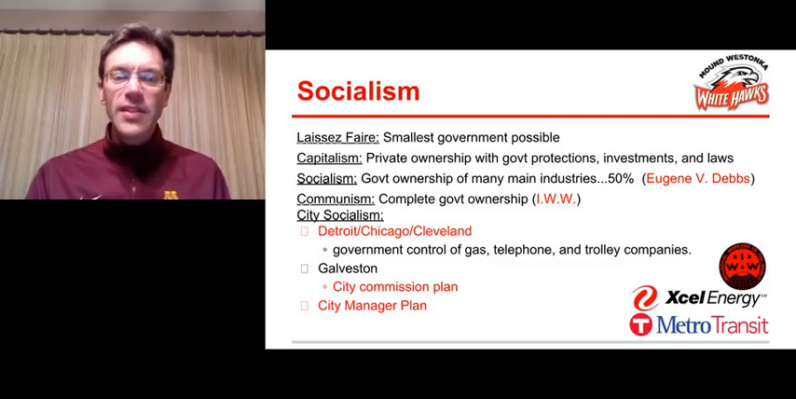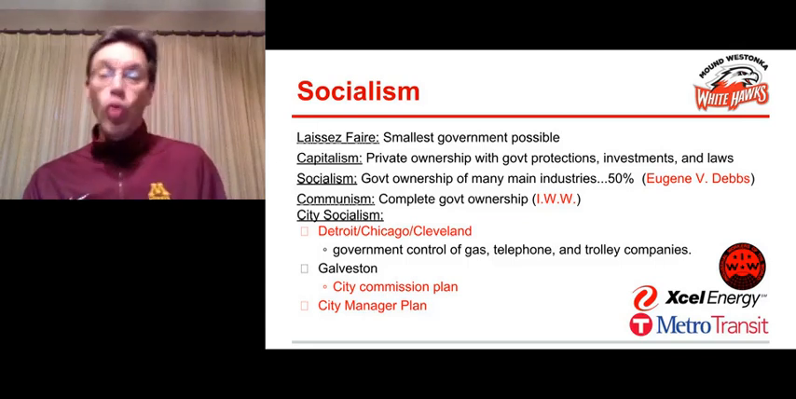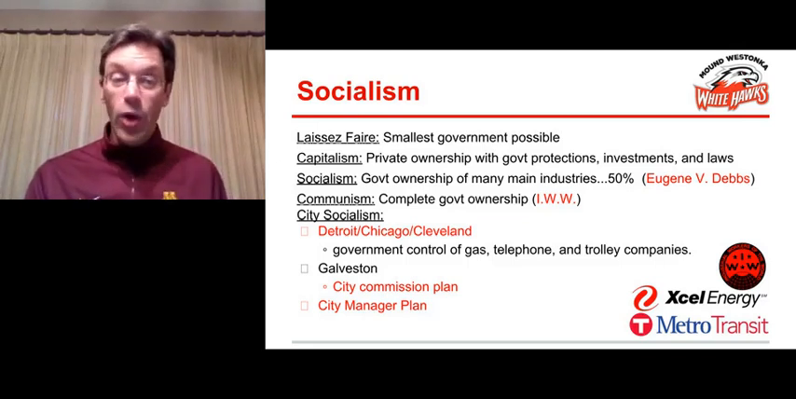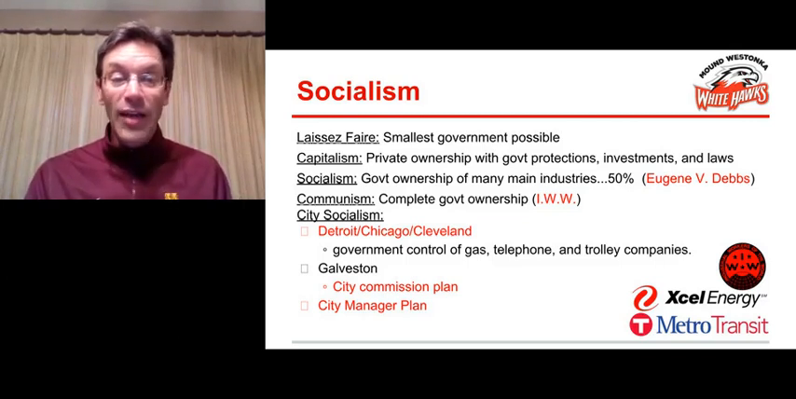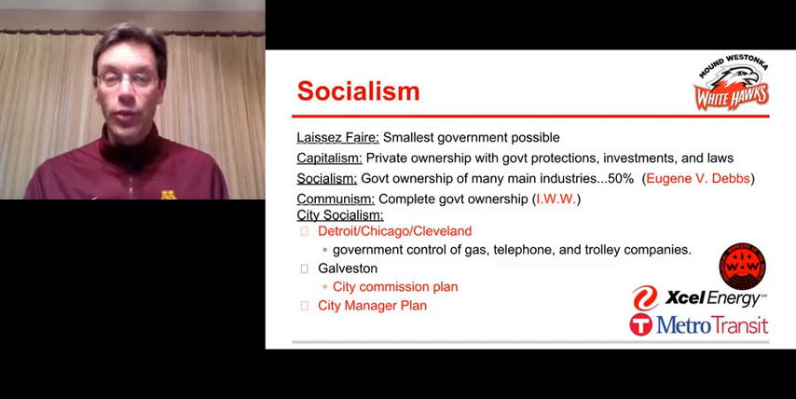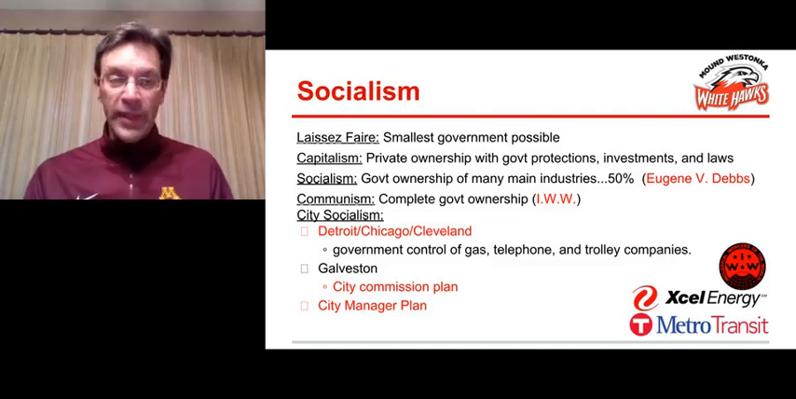And you get some city socialism. It's not communism, it's not capitalism. And it is when the government owns things that normally had been privately owned. So in Detroit, Chicago, and Cleveland, 3 examples you could use. Again, always putting my proper nouns in red. Government control of gas or telephone or the trolley companies. Or in Galveston, where they started the city commission plan. Or in other places, the city manager plan.